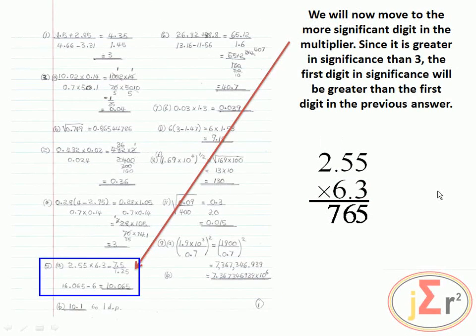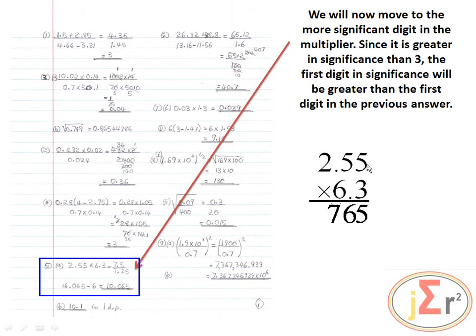We will now move to the more significant digit in the multiplier. Since it is greater in significance than 3, the first digit in the answer will be greater in significance than the first digit in the previous answer. So since 6 is more significant than 3, when we multiply 6 by 5, the first digit will be greater in significance than the first digit that we have here.